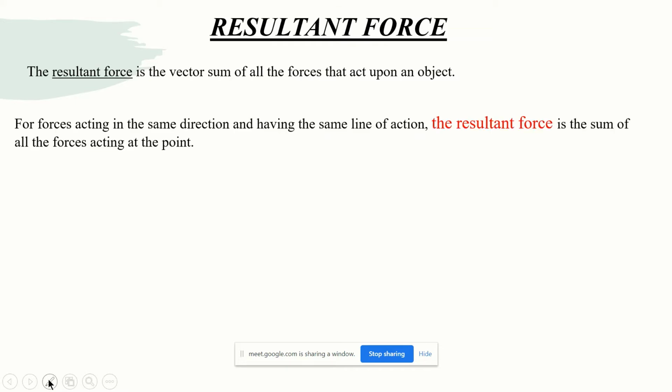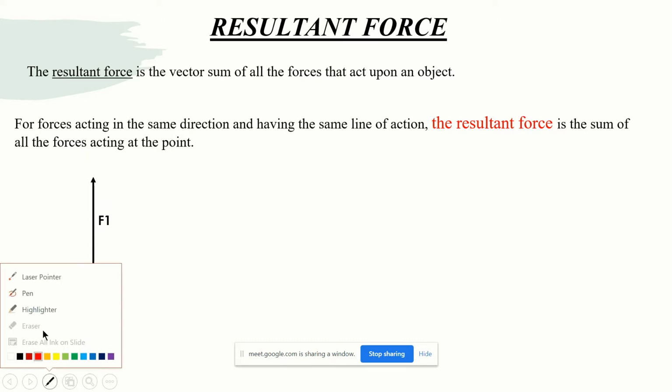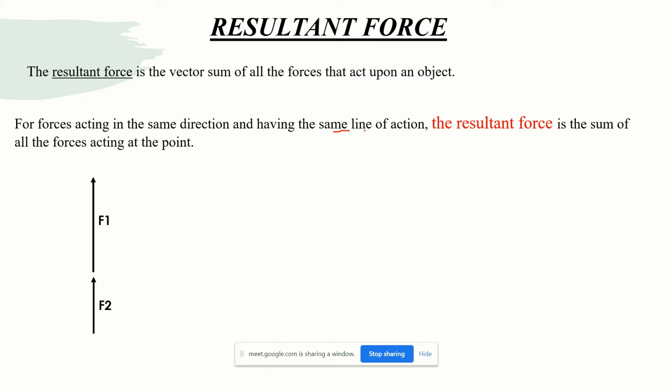All right. Now, when we have two forces moving in the same direction, like you can see on your screen, F1, F2, they are moving in the same direction and they have the same line of action. As you can see right here, they have the same line of action. They are moving at the same point. Now, to find the resultant force for F1 and F2 we add the two forces. Because the forces are moving in the same direction, we add the forces.